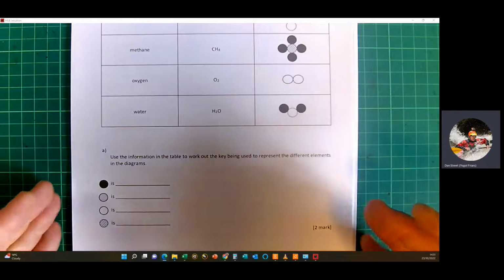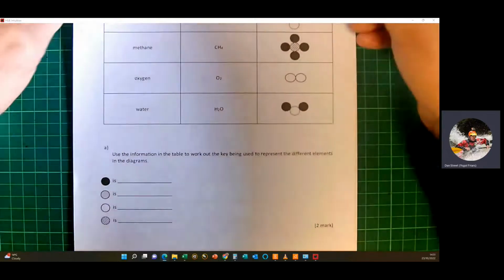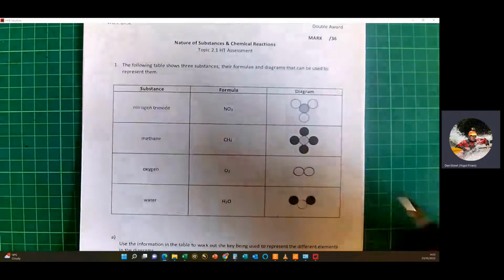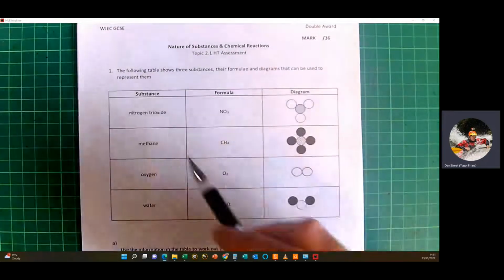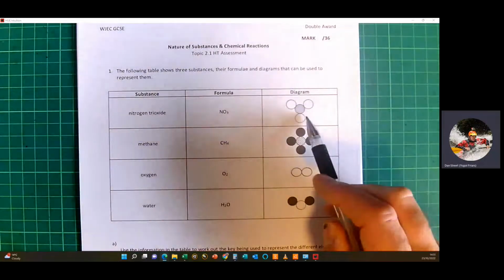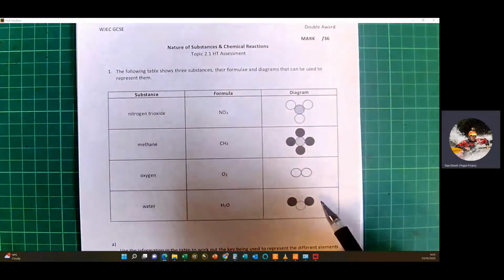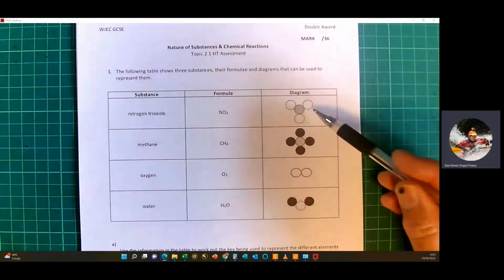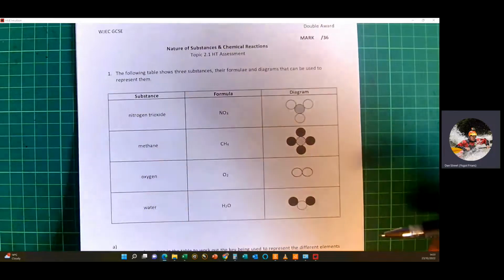Okay, so here's a walkthrough of the test that you recently sat. This first page details the names, the formula, and a structural diagram of these three compounds here. And from this, we can identify which of these symbols represents which elements.